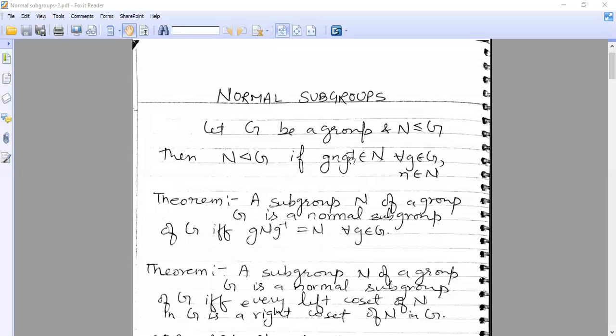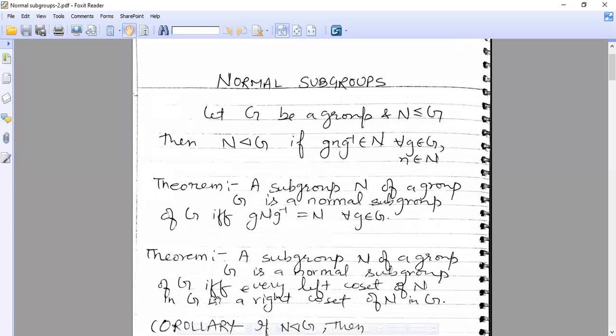So here we were having gng inverse belongs to capital N, where we were taking some element from it. Now we are saying that if gNg inverse is equal to N, then N will be your normal subgroup. And if N is a normal subgroup, then this condition will be satisfied. So this is your necessary and sufficient condition for N to be a normal subgroup.